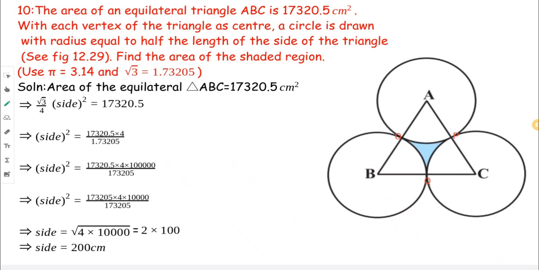All right, question number 10. The area of an equilateral triangle ABC is 17320.5. Already given to us, right? From each vertex of the triangle. Vertex means the top, okay? This one vertex, this is the other vertex, and this is the third vertex.